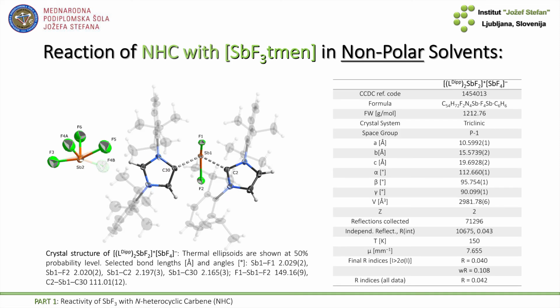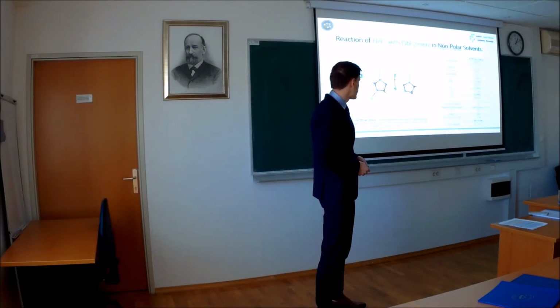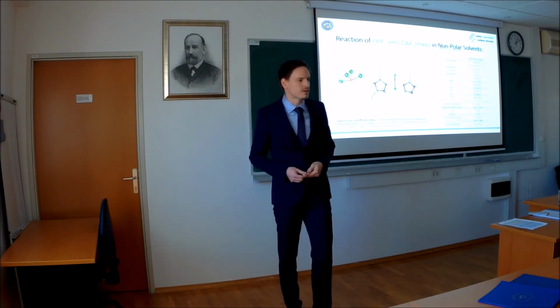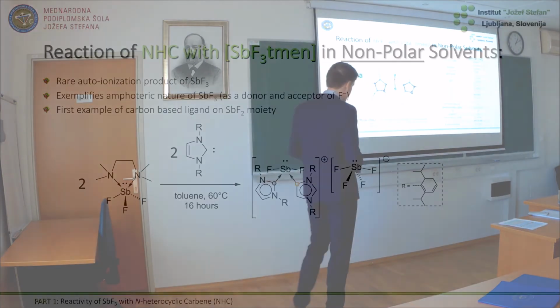We've also managed to characterize it with crystal structure analysis, and from it you can see that one of the carbenes binds to the SbF2 moiety normally via the C2 position. However, the second one binds abnormally via the C4 position, and this complex represents the first example of an abnormally bound carbene on any metal or metalloid fluoride to date.